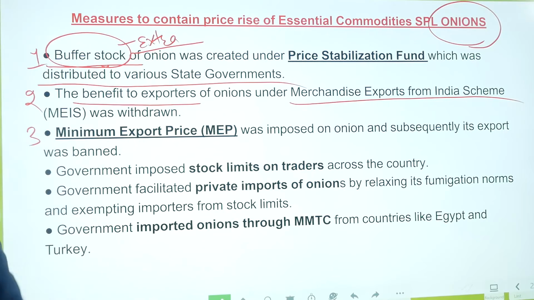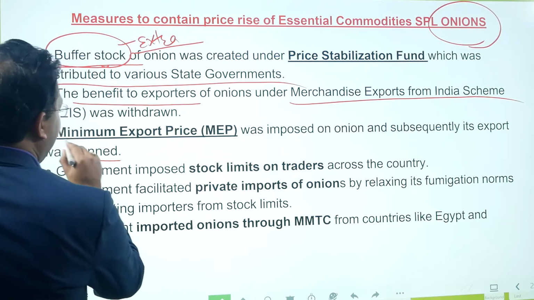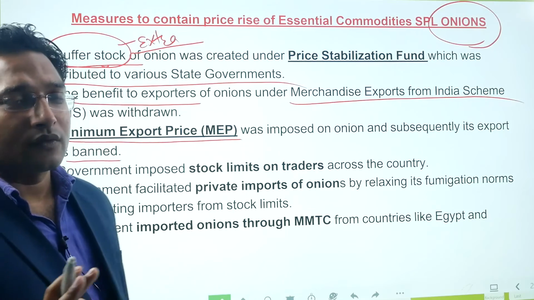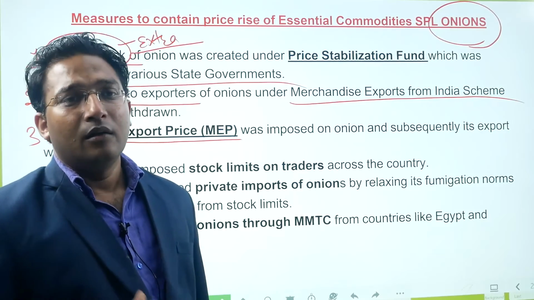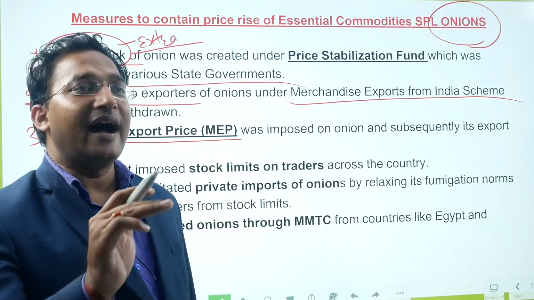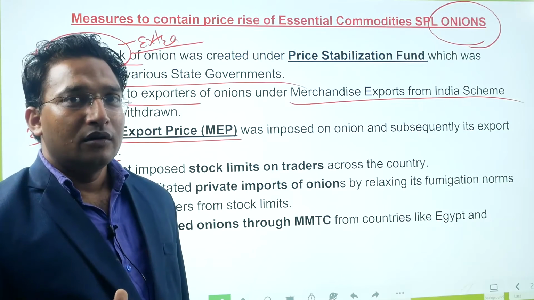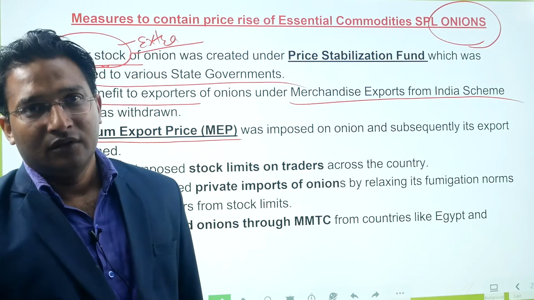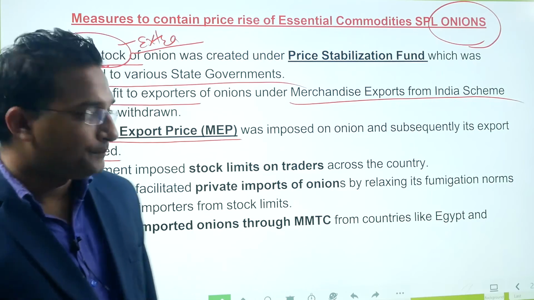Third, minimum export price was imposed on onion and subsequently its export was banned. So minimum export price ensures that no one exports the onion below a certain price, and this price is kept at a very high level so that there is discouragement to the buyer outside India from buying the goods from India.